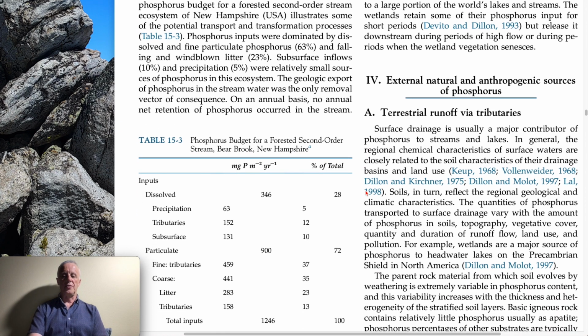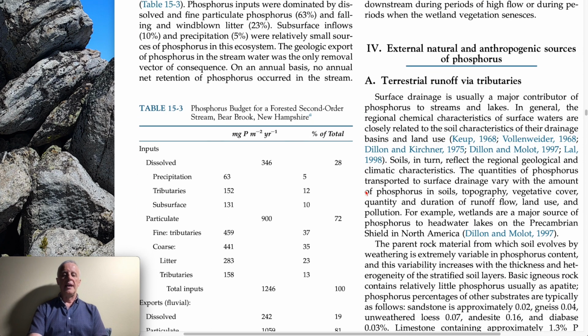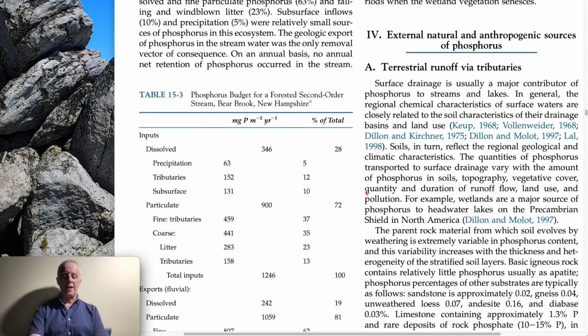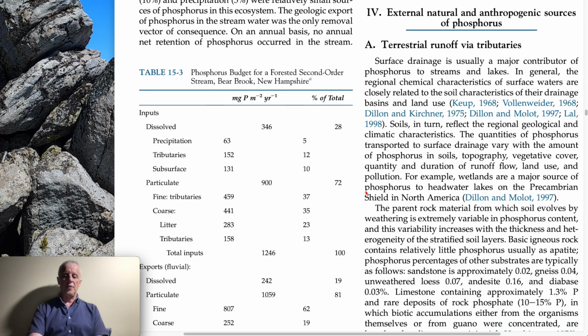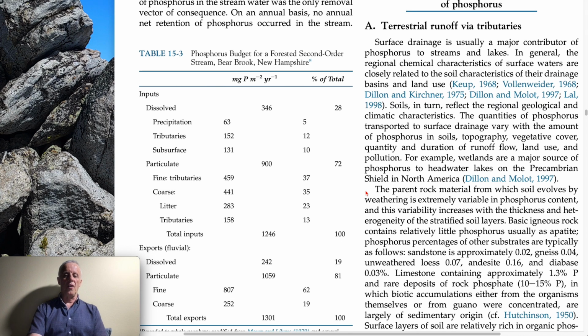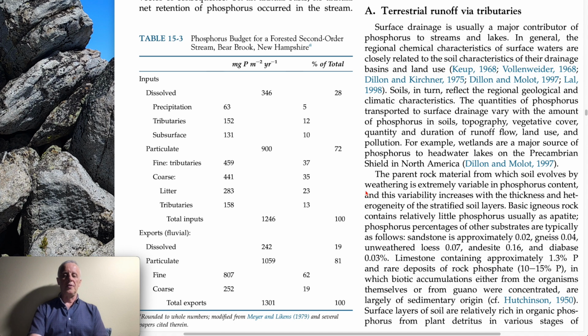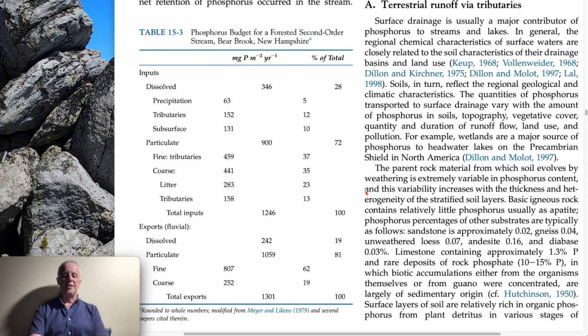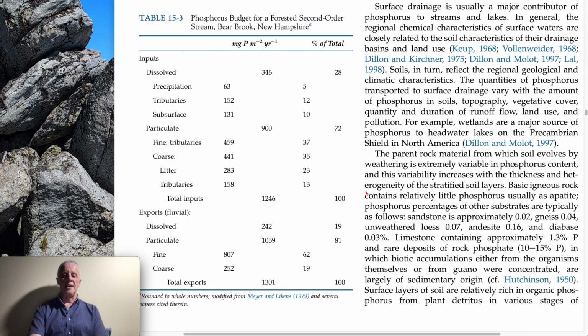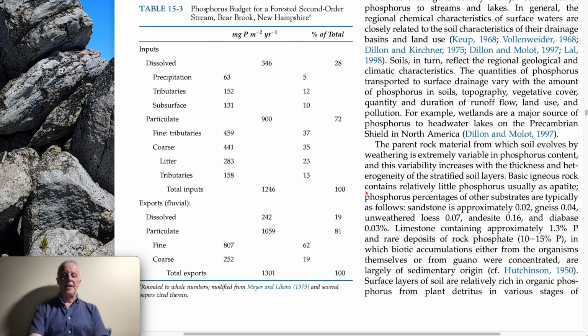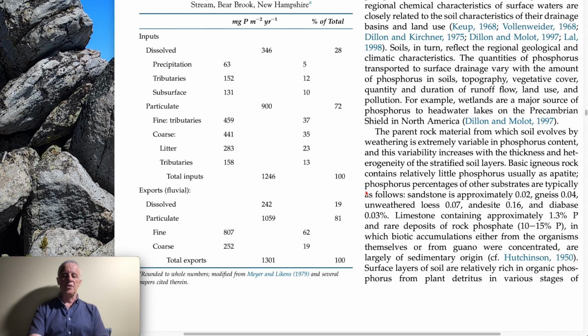External natural and anthropogenic sources of phosphorus. A. Terrestrial runoff via tributaries. Surface drainage is usually a major contributor of phosphorus to streams and lakes. In general, the regional chemical characteristics of surface waters are closely related to the soil characteristics of their drainage basin and land use. Soils, in turn, reflect the regional geological and climatic characteristics.